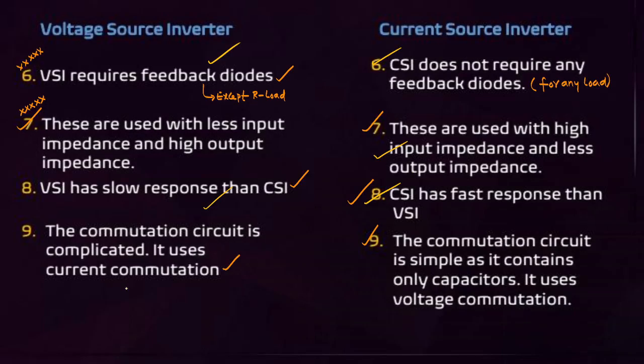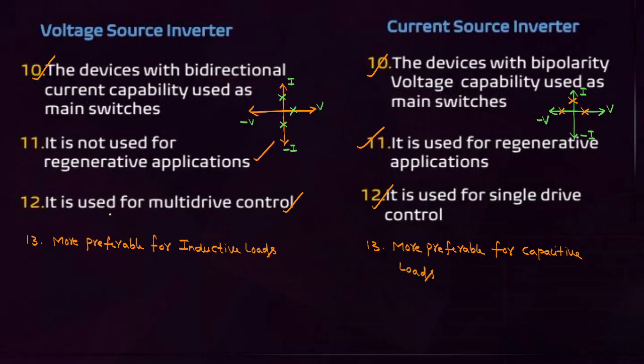In a VSI the commutation circuit is complicated. It uses current commutation. But in the case of a current source inverter, the commutation circuit is simple. It contains only a capacitor. It uses voltage commutation. These are the differences you mainly have to write.